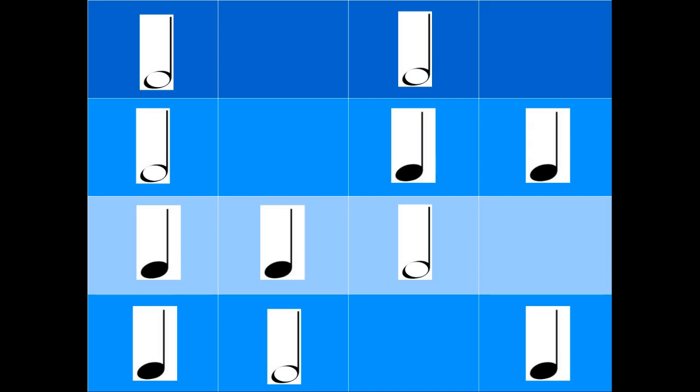Now the fourth line, this one is tricky because the minim is in the middle. Again, I'm going to give you a few seconds, see if you can work out how the fourth line goes. So the fourth line, you should have clapped this. Short, long, short.